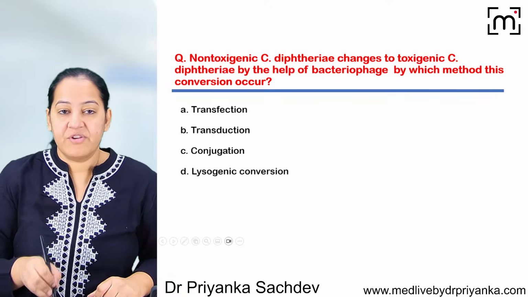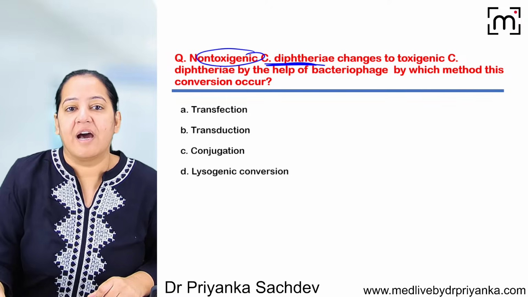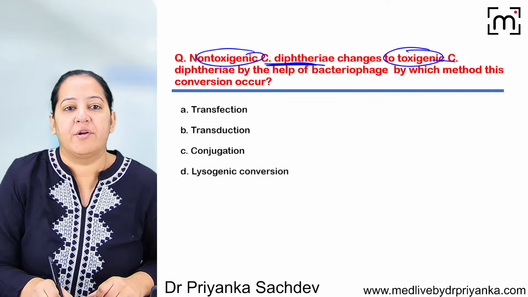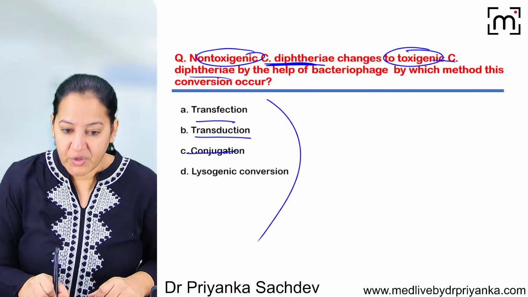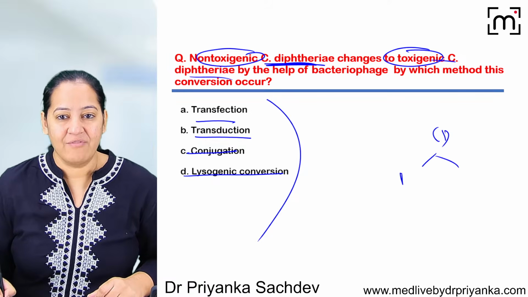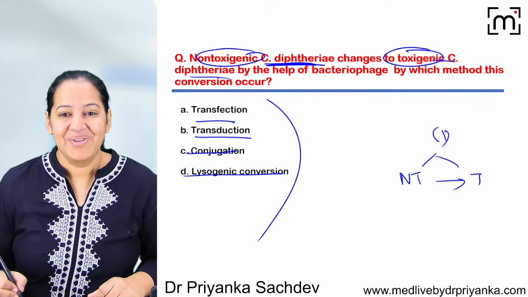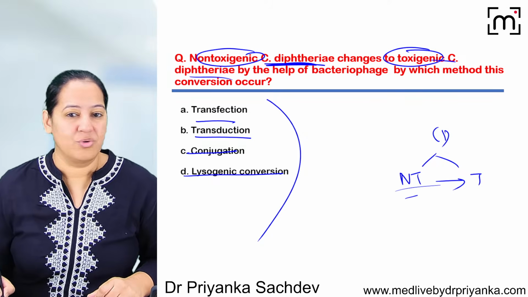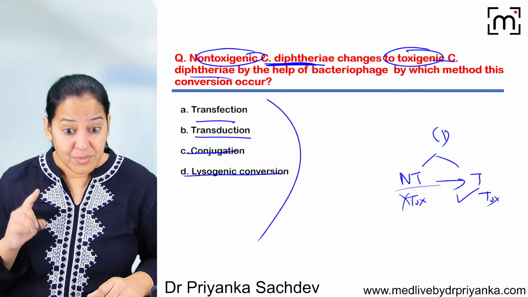Okay, the next question is in front of you. The non-toxigenic strains of Corynebacterium diphtheria is converted to toxigenic strain of Corynebacterium diphtheria by which method? Is it transfection, transduction, conjugation, or lysogenic conversion? I told you Corynebacterium diphtheria is of two types. How to convert non-toxigenic strain to toxigenic strain? The non-toxigenic strain doesn't have the tox gene, and the toxigenic strain has the tox gene. So how will it get the tox gene?